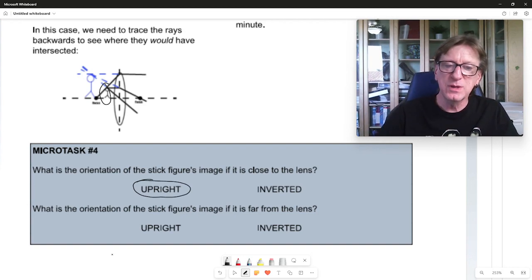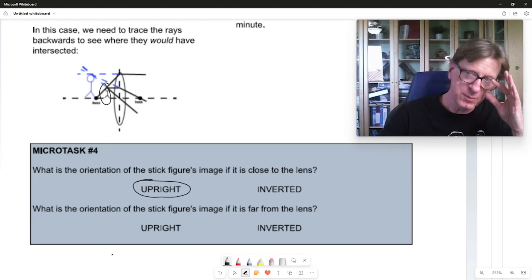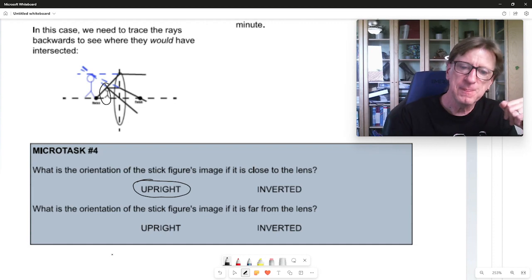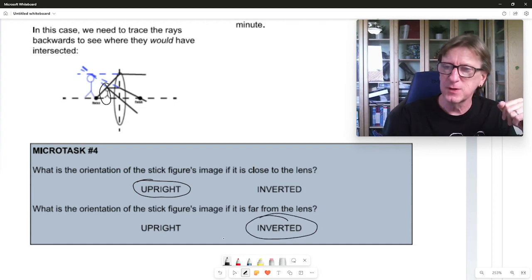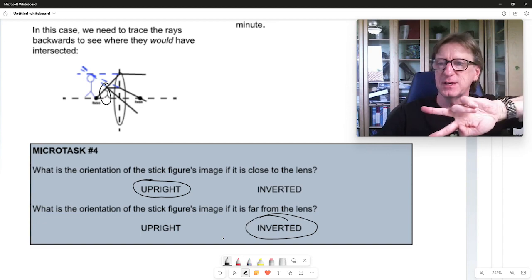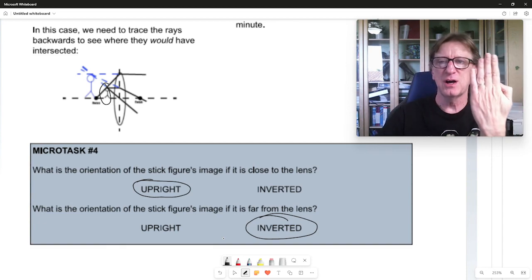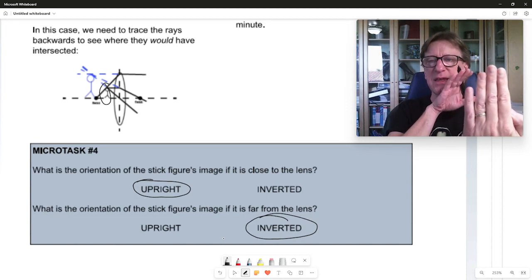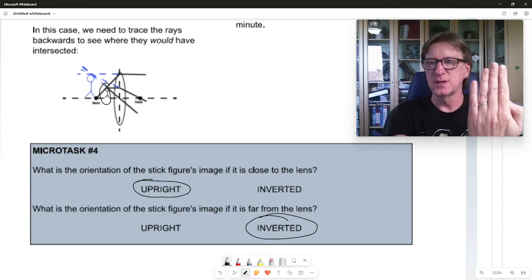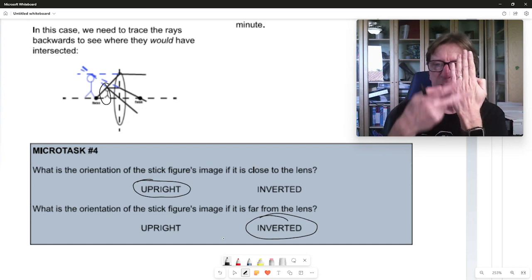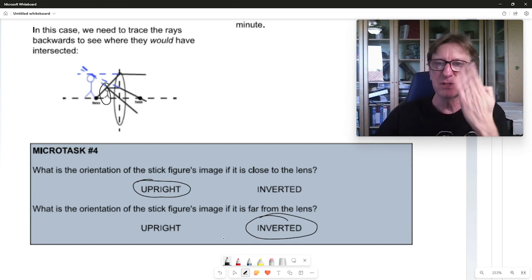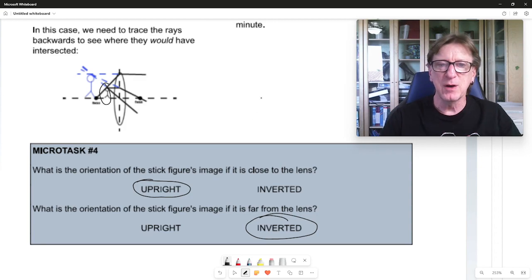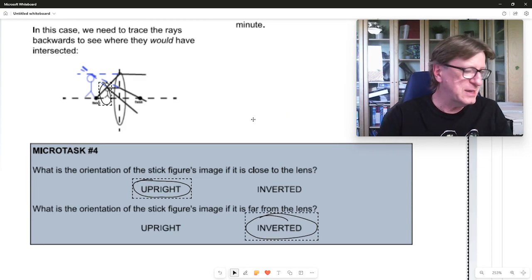What did we say the orientation of the image would be when it was far away from the lens? Look back on the previous page if you don't remember. Well, then it's going to be inverted. So there must be some point at which the image flips. So it starts off, I'm far away from the lens, and then the image is going to be inverted. As I get closer and closer and closer, at some point it's going to flip, and now it's going to be upright. So we want to figure out where that occurs, and I bet you can probably guess where that occurs.